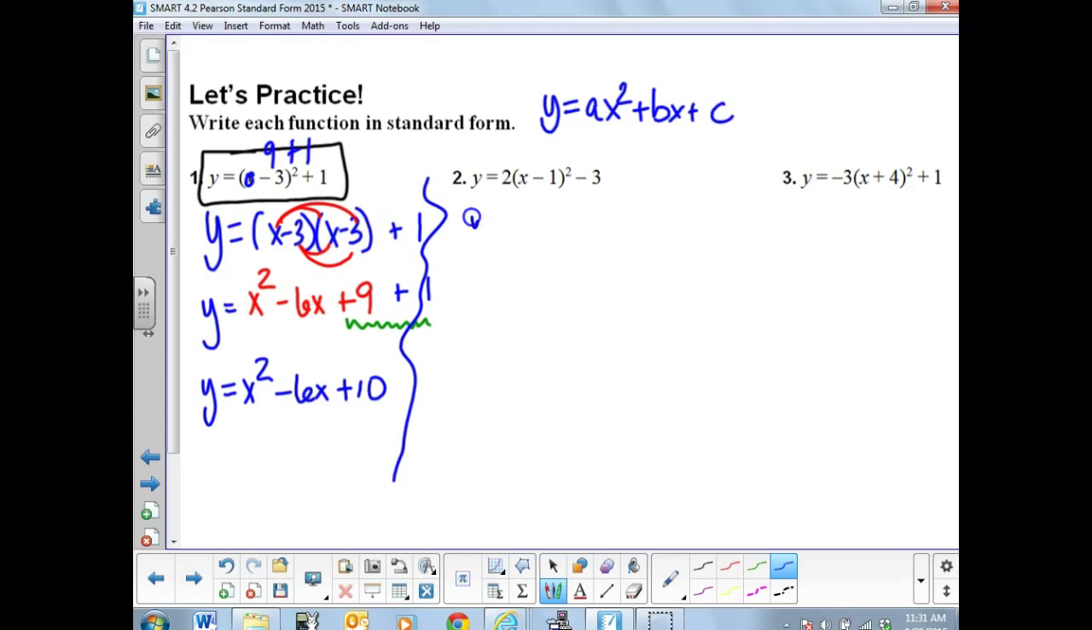So be careful here, guys. The 2 needs to stay in front for now. Don't worry about the 2 yet. I need you to expand the (x minus 1) times the (x minus 1) first. So let's FOIL that out.